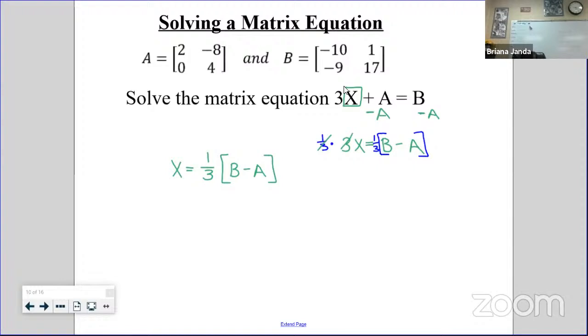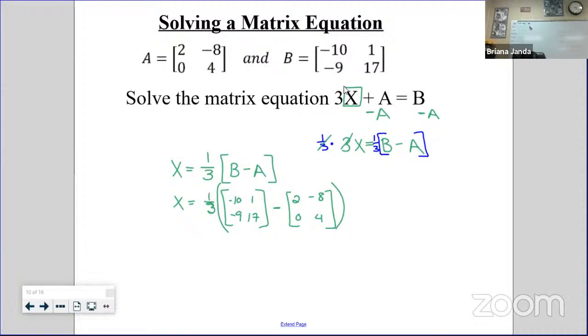And I'll end up just having a scalar multiple of 1/3 out front. So let's go ahead and do this. First of all, B minus A, again, I would consider doing, let's see, B is -10, 1, -9, and 17, minus A, which is 2, -8, 0, and 4. I always will recommend distributing a negative through and adding corresponding parts.